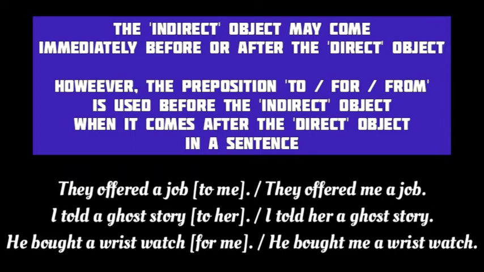Similarly, in the next sentence, the direct object, a ghost story, has come first. So before the indirect object, her, to has been used. And in the last example, the direct object, a wrist watch, has come before the indirect object, me. So the preposition for has been used before the indirect object.